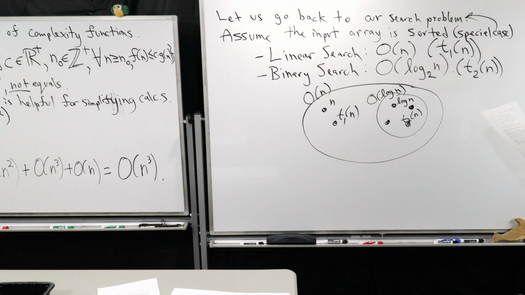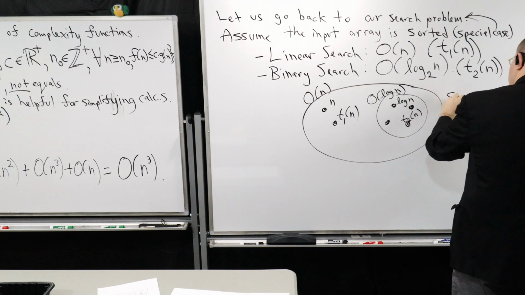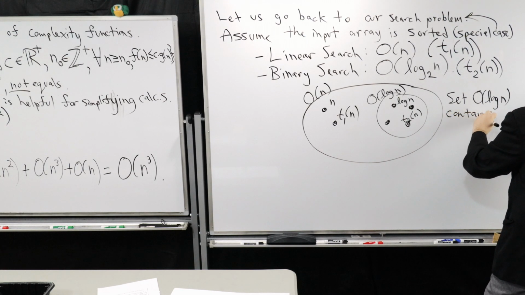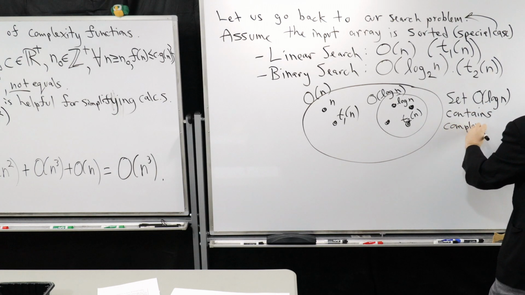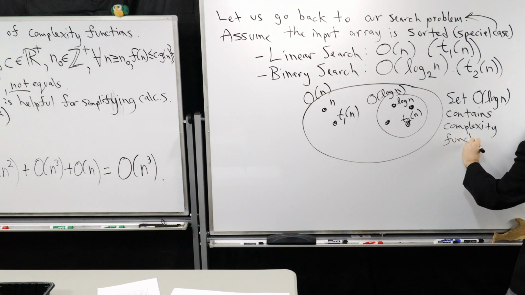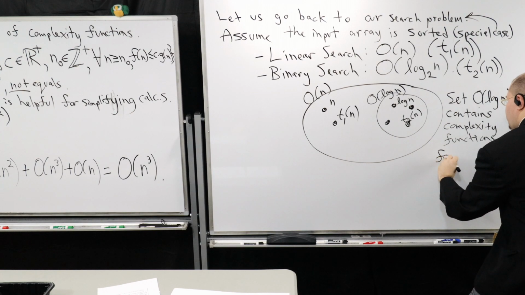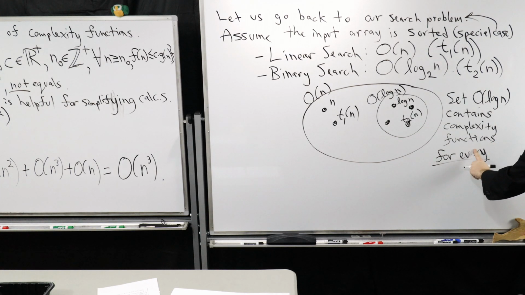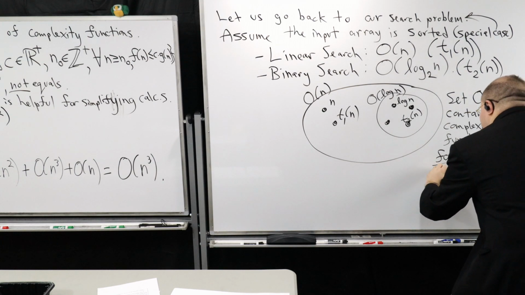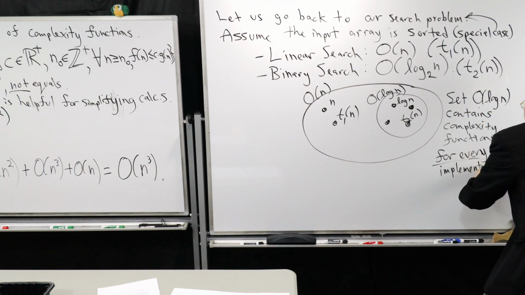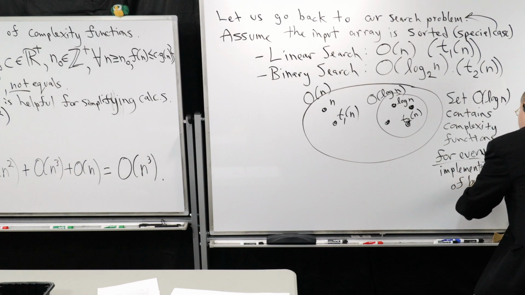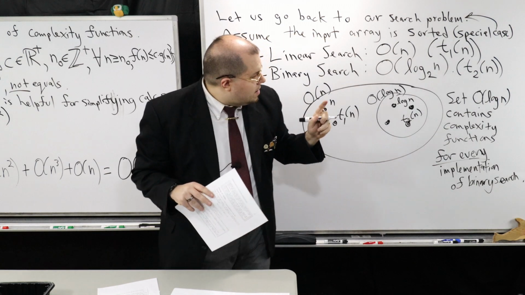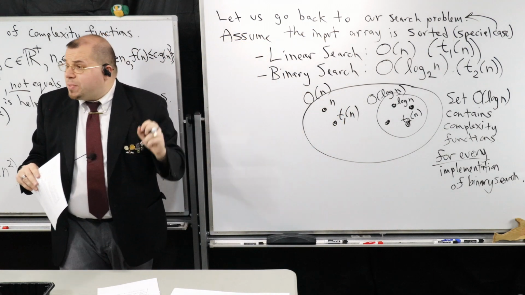So when you look at this picture, the set big O of log n contains complexity functions for every implementation of binary search. Now, this is the part that hopefully will blow your mind a little bit if you've never seen this before. That says set big O of log n contains complexity functions for every implementation of binary search.